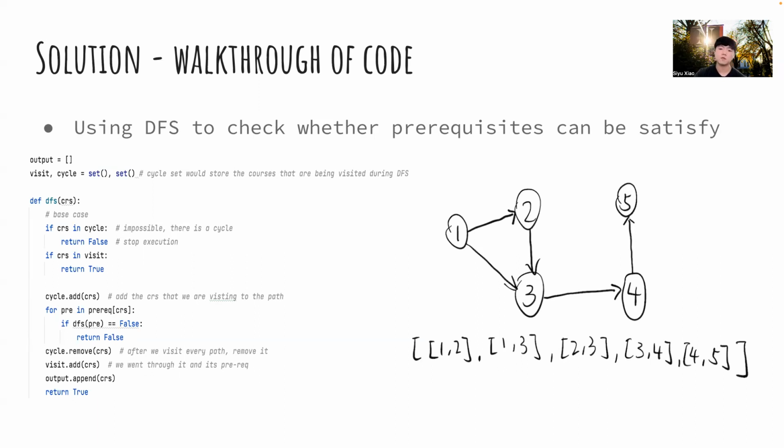And case number two: if the course being visited right now already exists in the visit set, this means that during a previous depth search, we have already visited this course. We should return true to show that since this course is visited, we do not need to check whether its prerequisite has been satisfied, because it would have been checked during previous depth search iterations.